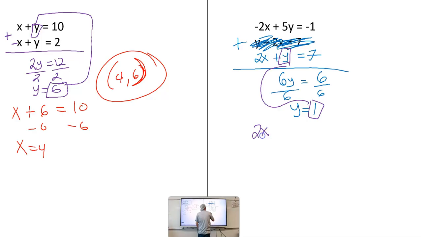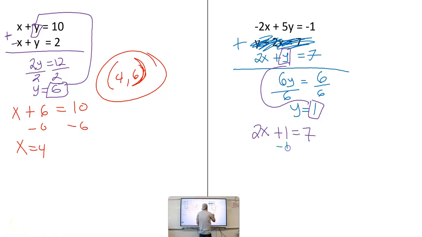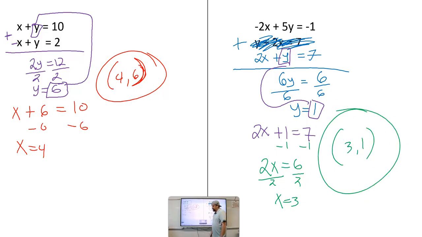So we get 2x plus 1 equals 7. Solve the equation. We're going to minus 1 from both sides. 2x equals 6. Divide both sides by 2. X equals 3. And so my ordered pair would be 3, 1. And there is my solution to my system of equations.